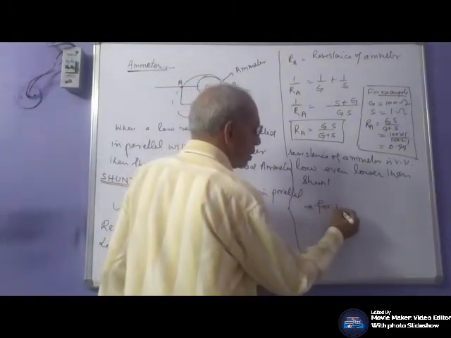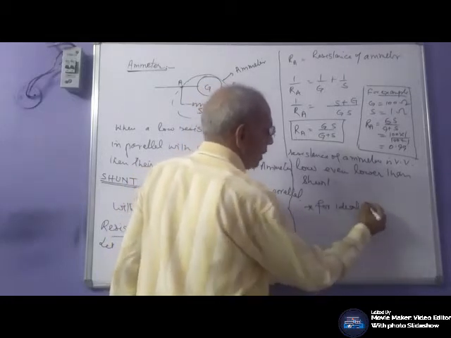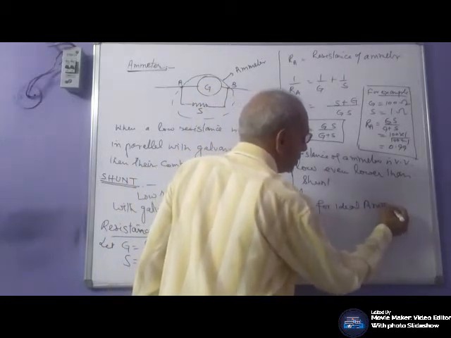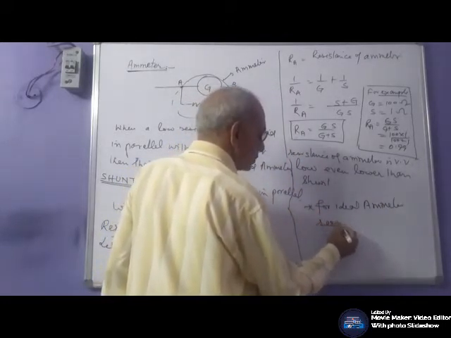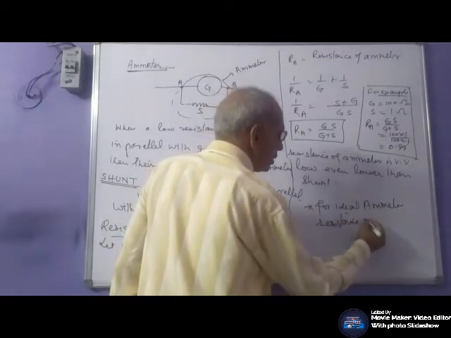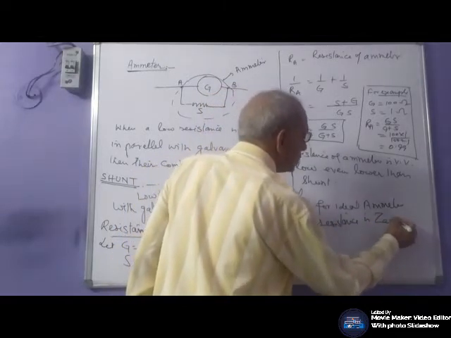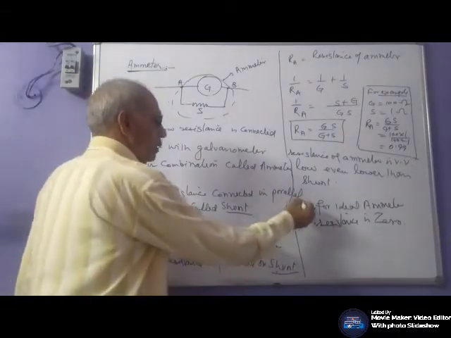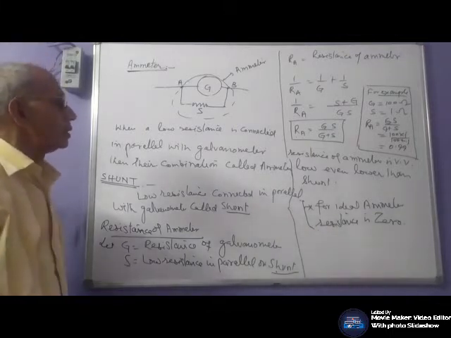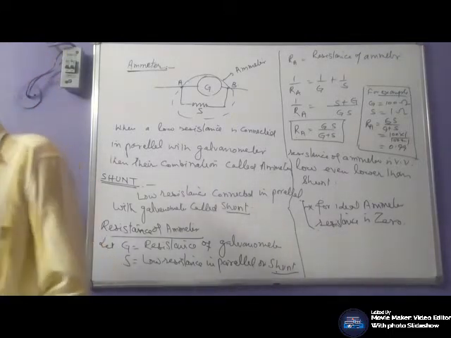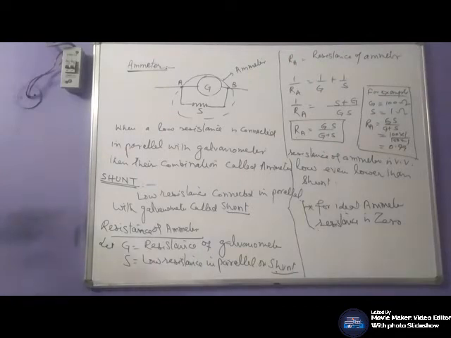For an ideal ammeter, the resistance is 0. This is the ideal ammeter. So this is the ammeter, a device for measuring large currents.